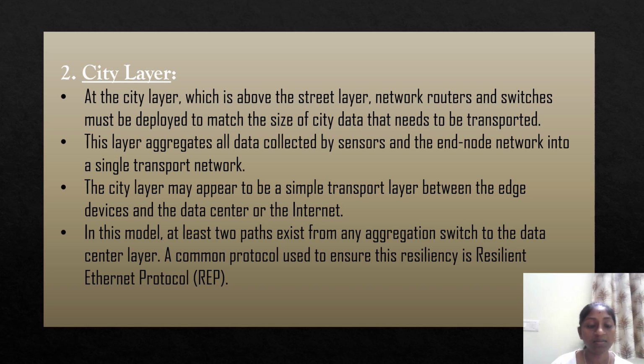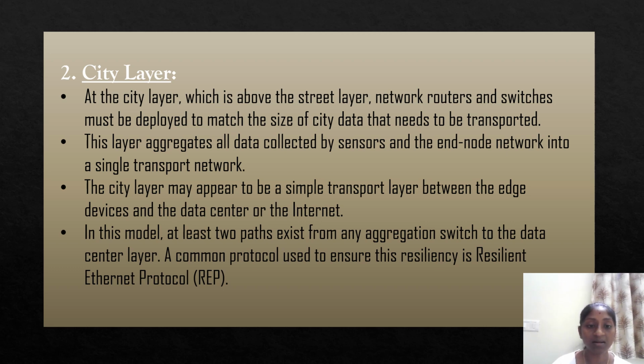The second layer is the city layer. At the city layer, which is above the street layer, network routers and switches must be deployed to match the size of the city data that needs to be transported. This layer aggregates all the data collected by the sensors and the end node network into a single transport network.